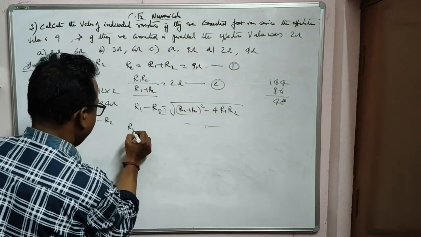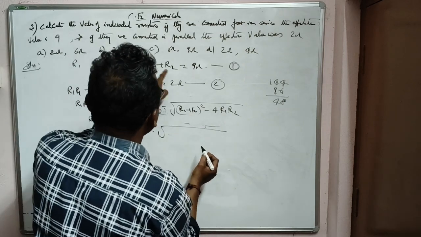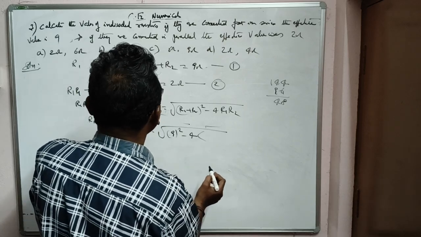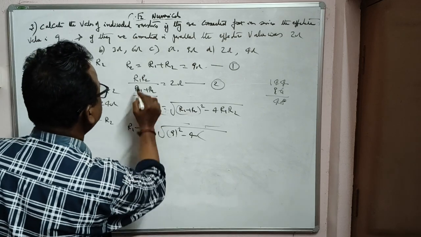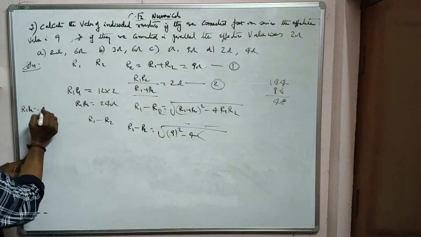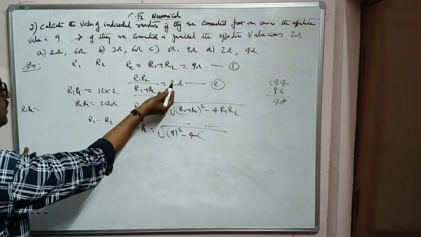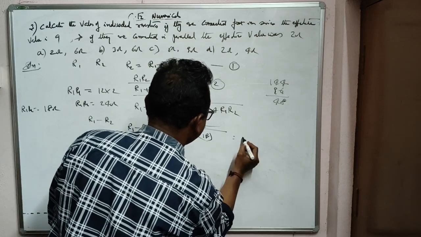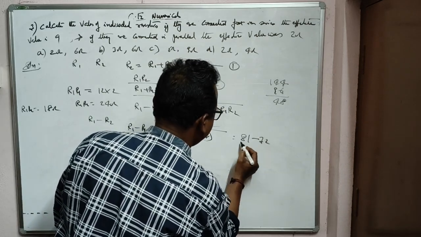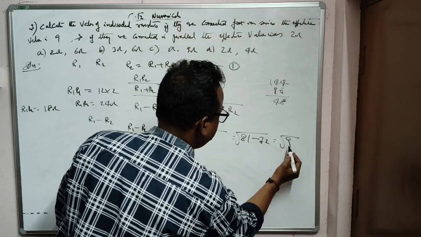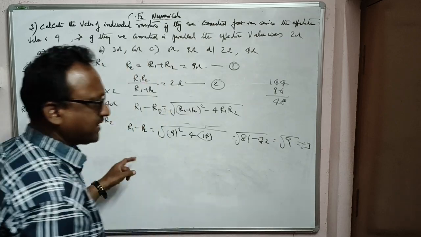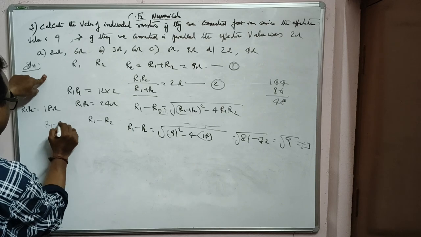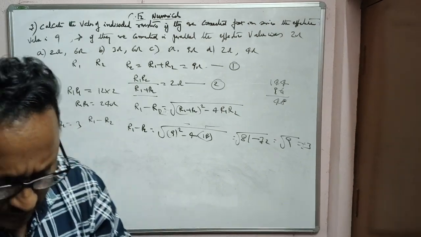Now we are getting it. R1 minus R2 is equal to root over (R1 plus R2) whole square, that means 9 whole square minus 4 into R1 R2. What is the R1 R2 value? R1 R2 is equal to R1 plus R2 into 2. That is 9 into 2, 18 ohms. Therefore 4 into 18. So this happens to be 81 minus 72, root, that is nothing but root 9, and that is equal to plus or minus 3. Minus cannot be entertained here, only positive values are taken. So 3 is the value of R1 minus R2. So R1 minus R2 is equal to 3 ohms. Okay.